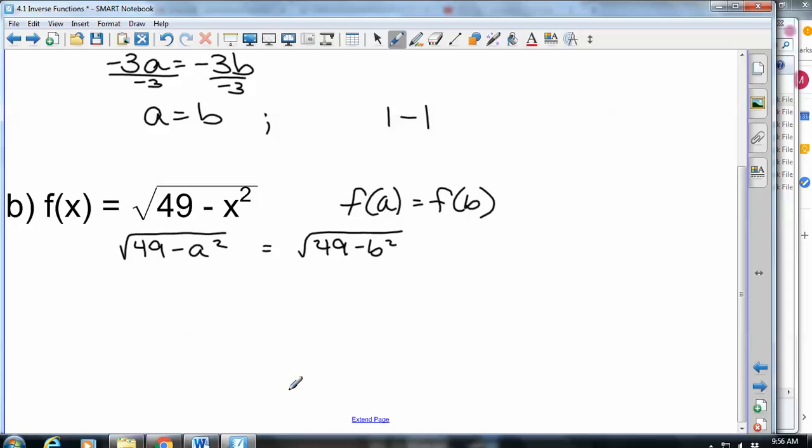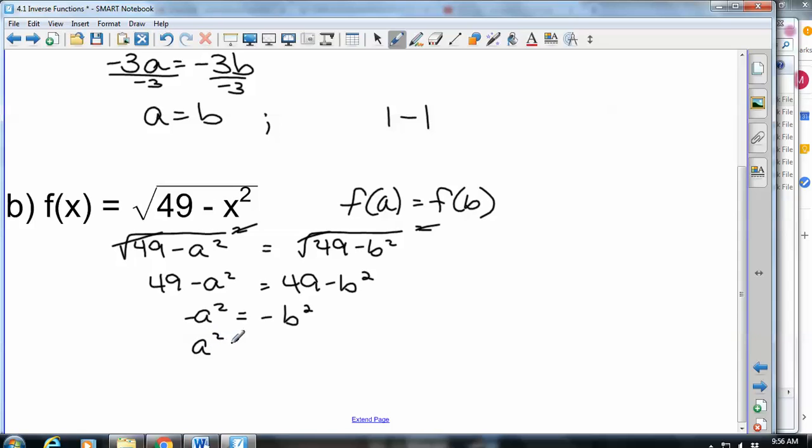How do you get rid of a square root? Squares. So when I do that, I get 49 minus a squared equals 49 minus b squared. What would I need to do now? Negative a squared equals negative b squared. How do you get rid of the negative? Multiply or divide by negative 1. How do you get rid of a square? If you add square root, what else do you do?